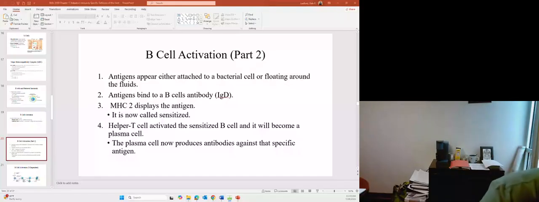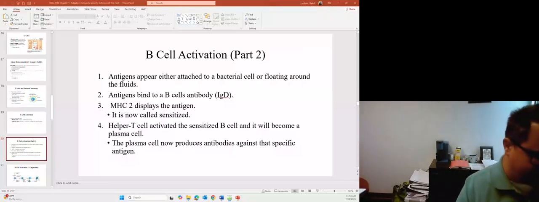Now, let's say we have a bacteria here, and this bacteria has various epitopes. One's a square, one's a circle, one's an X, and one's a triangle. These are various antigens, antigen epitopes. Different antigens, different epitopes.